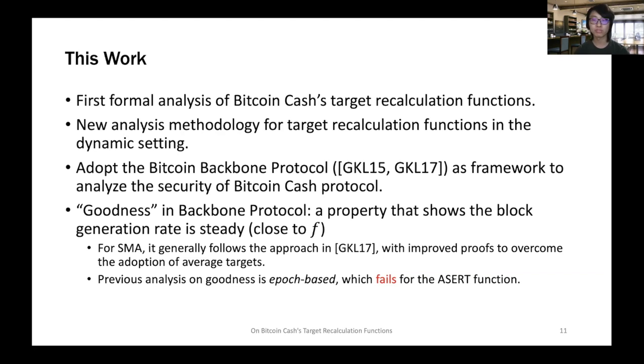But we also improved some proofs to overcome this adoption of the average targets and things like the sliding windows. We also work out some new conditions that this analysis should satisfy. In addition, we noticed that after using this ASERT function, all the previous analysis collapses. That's because all the previous analysis on goodness is based on something like an epoch. However, in this ASERT function, because it is memoryless and we do not have things like an epoch, all the previous analysis fails. So in our paper, we use some new analytical tools to prove that this ASERT function actually can achieve the steady block generating rate.